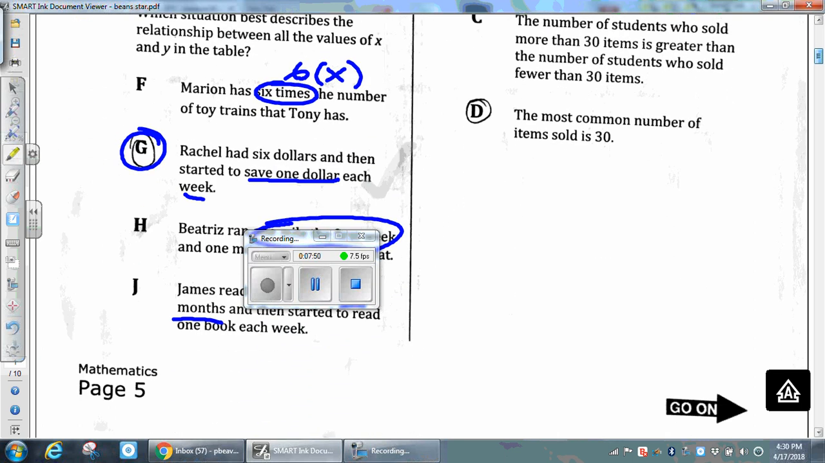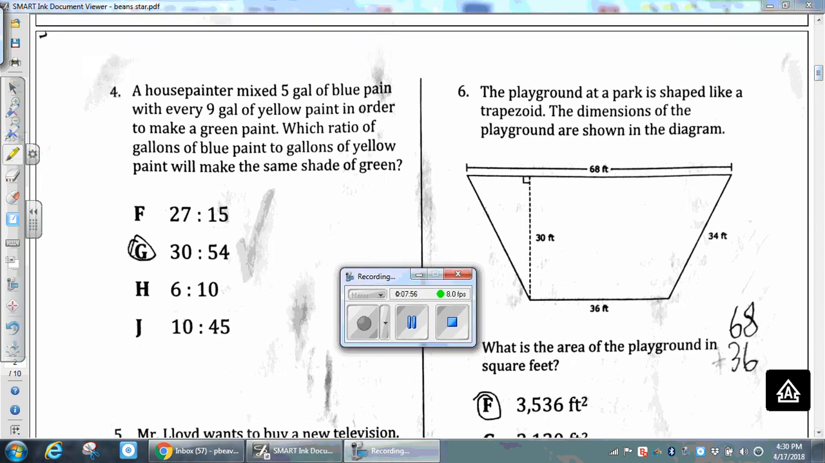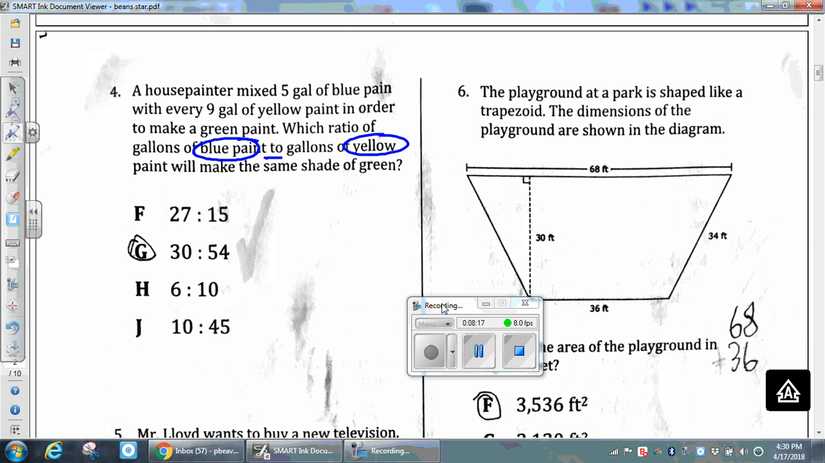So let's move on to the next question, number 4. So a house painter makes 5 gallons of blue paint with every 9 gallons of yellow paint in order to make the green paint. Which ratio of gallons of blue paint to gallons of yellow paint will make the same shade of green? And so here it's very important that you focus on what color is being mentioned first. So we have blue paint compared to yellow paint. And so we want to mention the blue paint first, which will be 5 gallons. So we have a ratio of 5, and then the yellow paint we have 9. So 5 to 9.